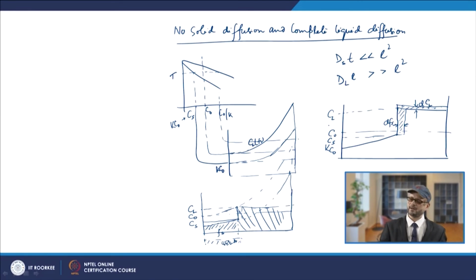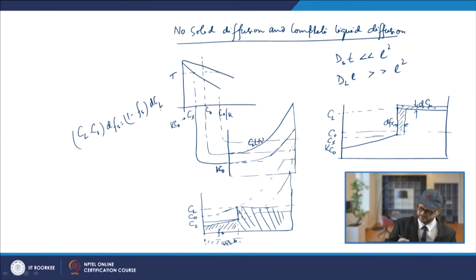Then if you equate, to find the expression, it becomes CL minus CS into dFs, which will be equal to 1 minus Fs into dCL. Basically, this increase in area should be equated to this increase in area. So, dFs times CL minus CS will be equal to dCL into 1 minus Fs, because this will be your FL.